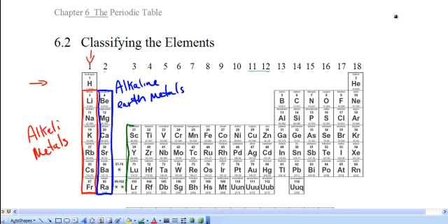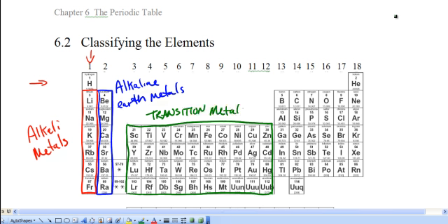In this middle group, the D block, for those who did Chapter 5, you know that this middle section is called the D block. These are called the transition metals. They have a wide variety of properties. It's not that they all share identical properties or incredibly similar properties, but they do vary.